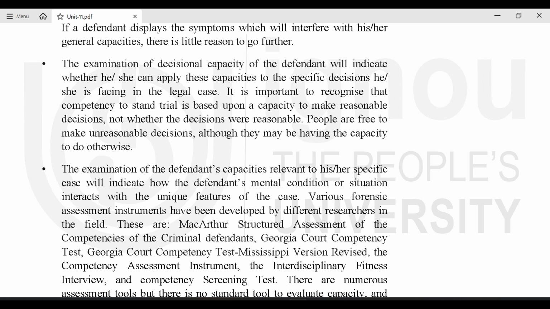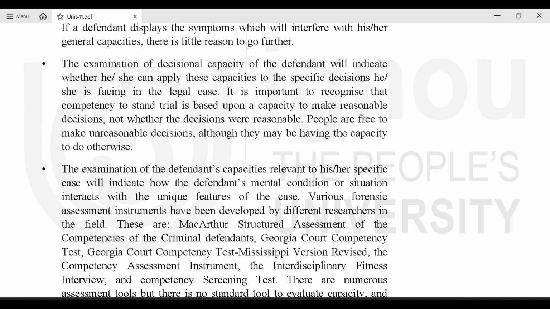It is important to recognize that competency to stand trial is based upon a capacity to make reasonable decisions, not whether the decisions were reasonable. People are free to make unreasonable decisions, although they may have the capacity to do otherwise. The examination of the defendant's capacities relevant to his/her specific case will indicate how the defendant's mental condition or situation interacts with the unique features of the case.